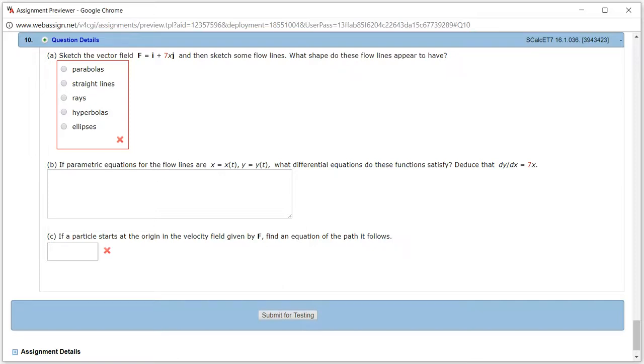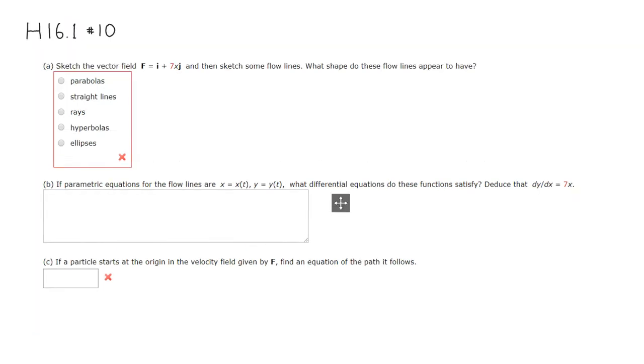Alright, let's look at homework 16.1, problem number 10. Let's look at part A. We want to sketch the vector field i plus 7xj. So let's do that.